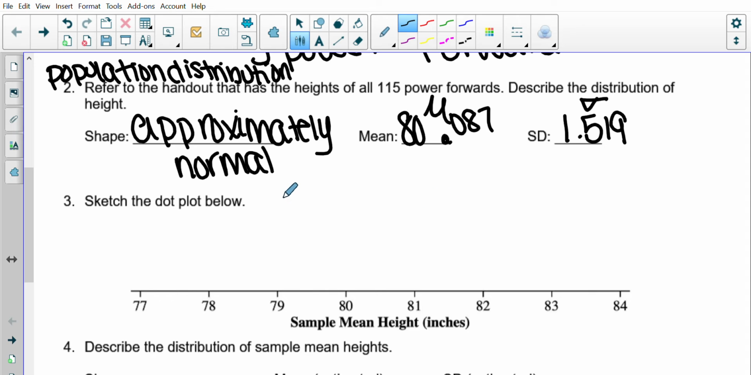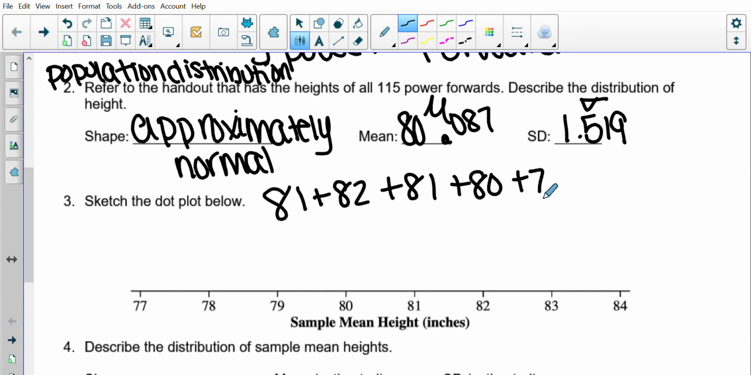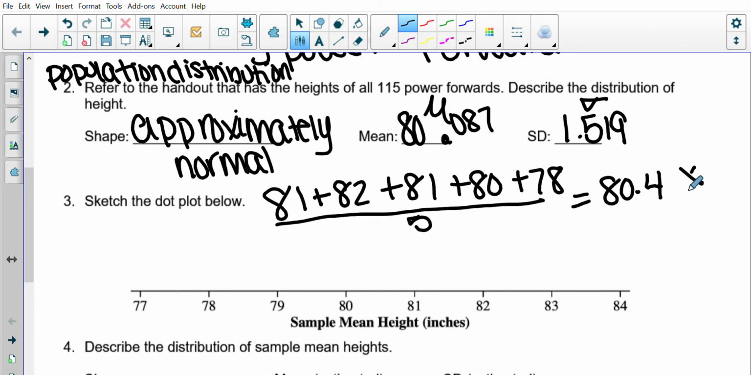So what I did is I took 81 plus 82 plus 81 plus 80 plus 78, and I divided by 5, and I got 80.4. Okay, and that's my mean of a sample. So everybody's going to have a sample of 5. Everyone's going to take 5 different players. Okay, they're going to add their heights, and we're all going to get different answers. All right, so do that right now.